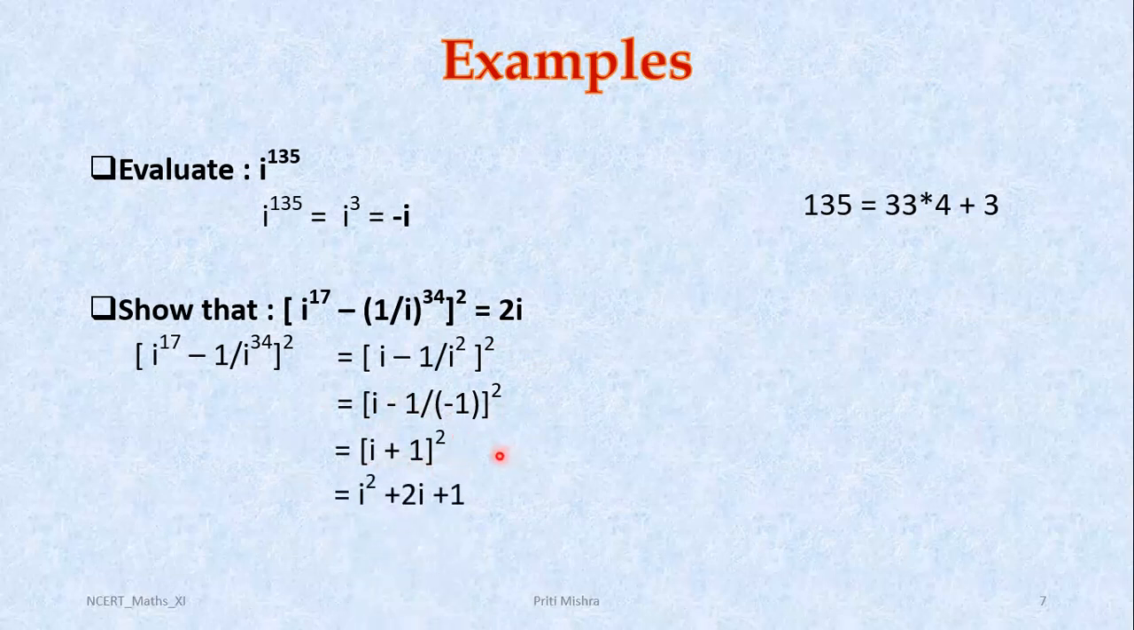Now we will open this power 2 with the help of the identity. So it will be i square plus 2i plus 1. Now the value of i square is -1, so these two terms will get cancelled out. So our answer here is 2i.